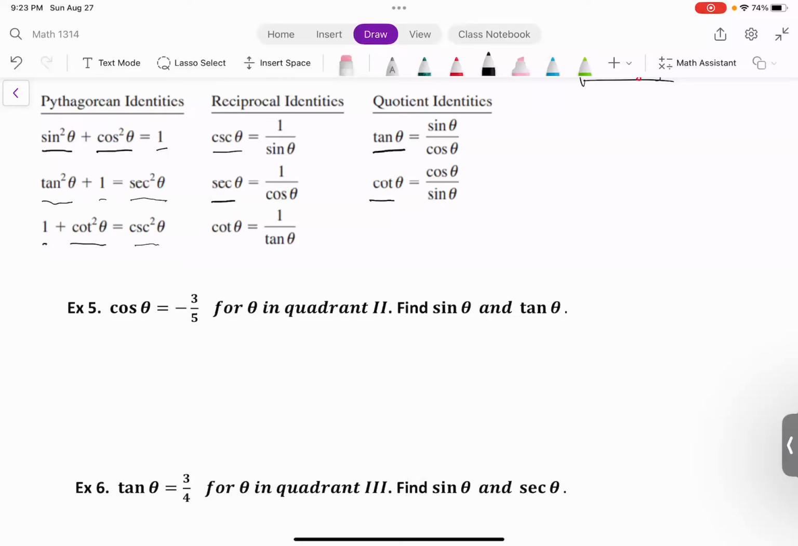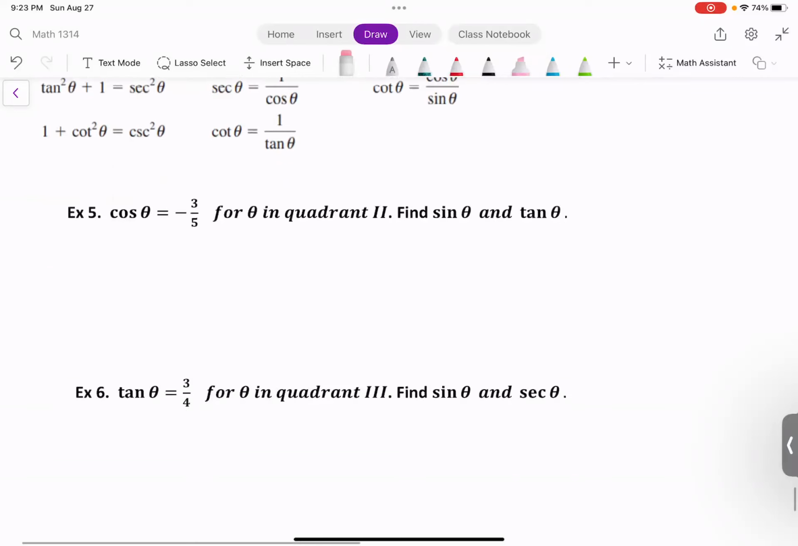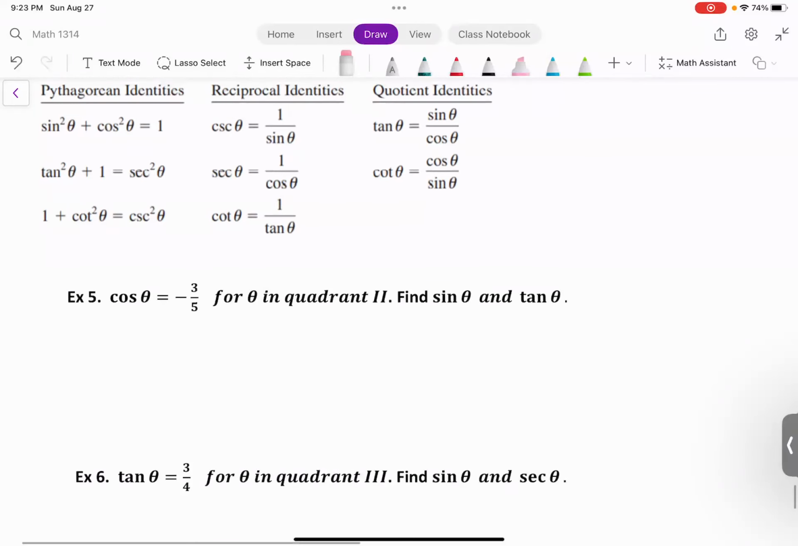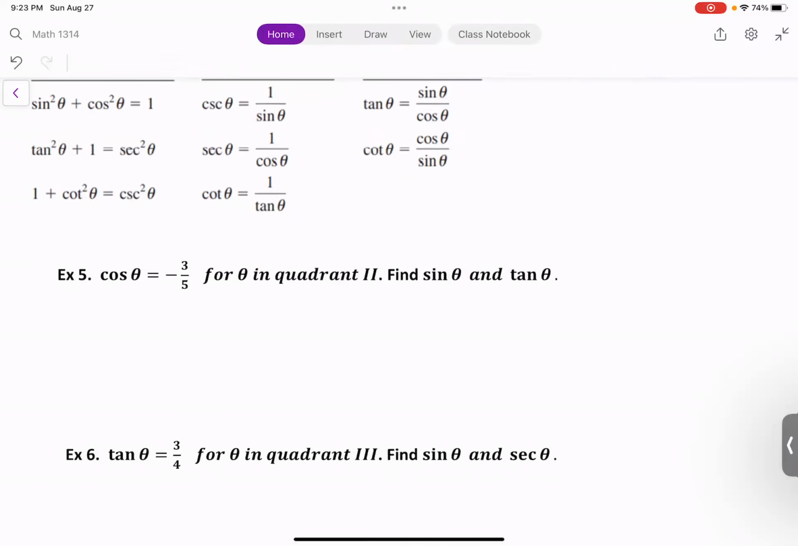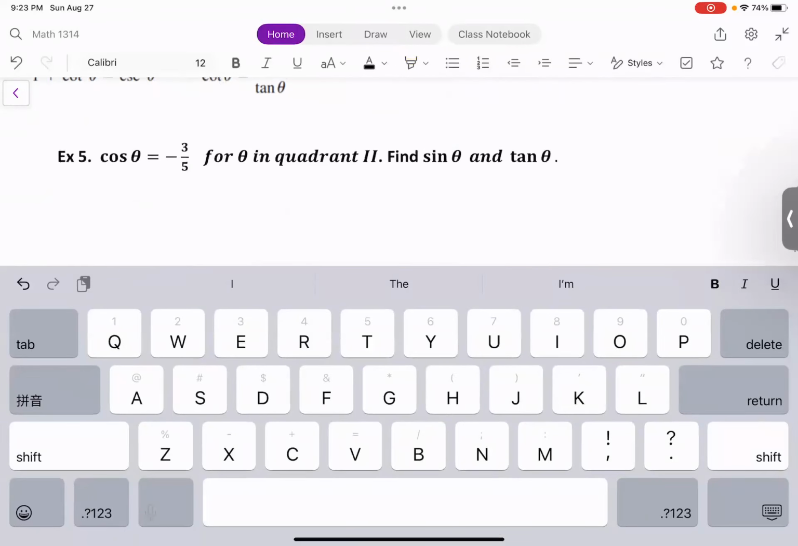You had better take some time to memorize these identities. They're super helpful. And in the following lectures, we will repeat learning all of these identities. Okay, let's see example 5. Let's use the identities to find sine theta and tangent theta. For this one, I'd better have more space. It's too small.